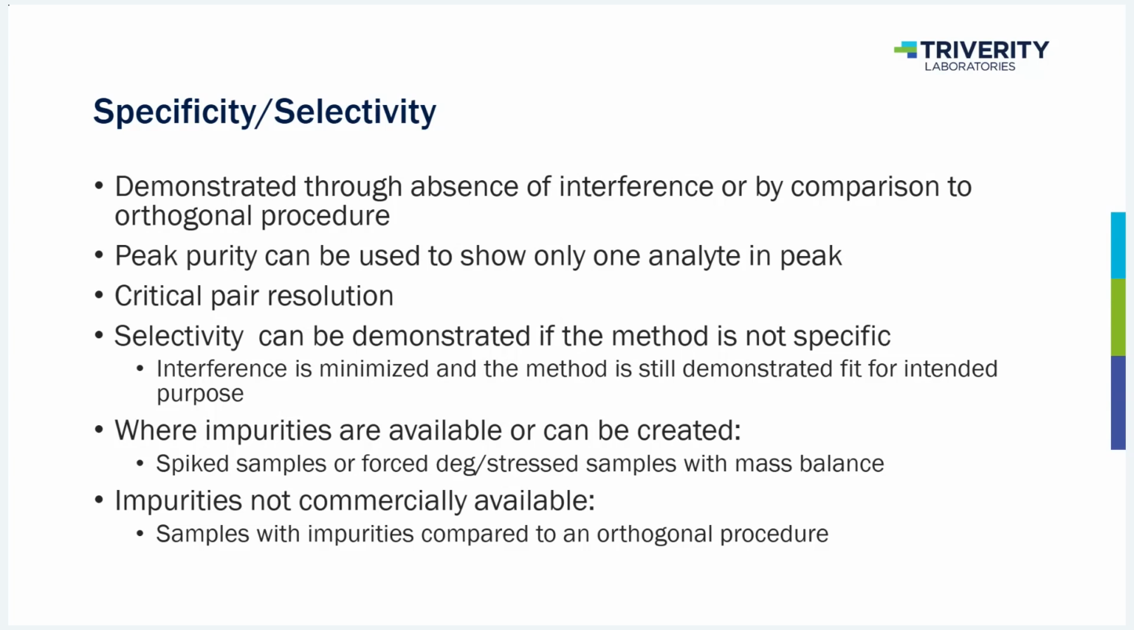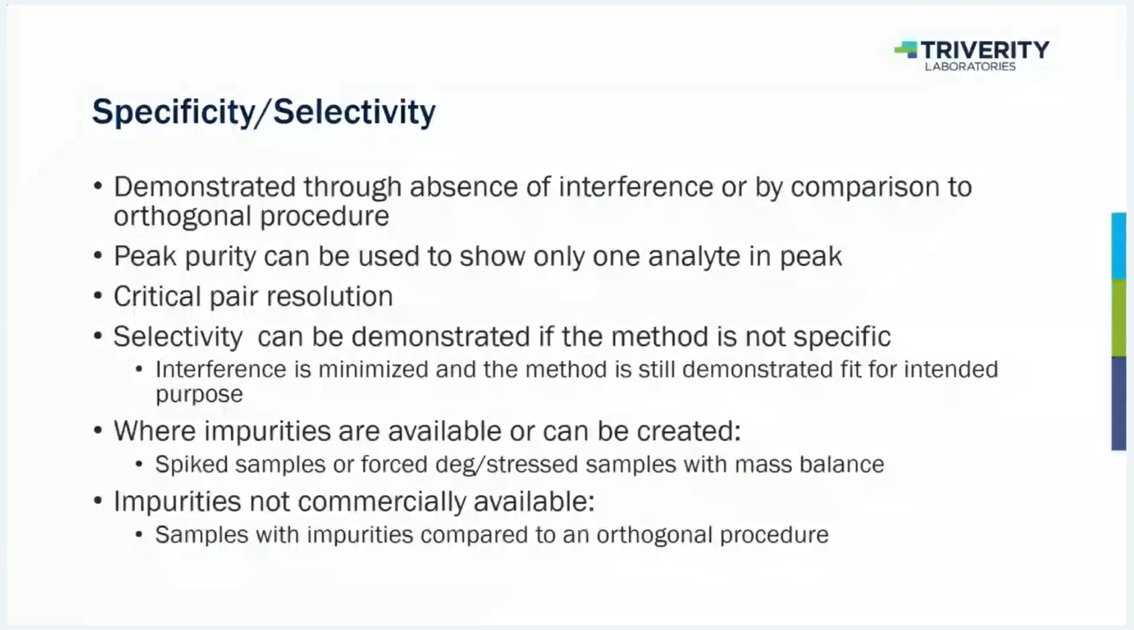So specificity and selectivity. Specificity is demonstrated through absence of interference or by comparison to an orthogonal procedure. An orthogonal procedure is one where something is significantly changed. I like orthogonal procedures if we're talking HPLC to switch from methanol to ACN. We want to change the specificity of the method in some fashion, maybe putting on a different column.